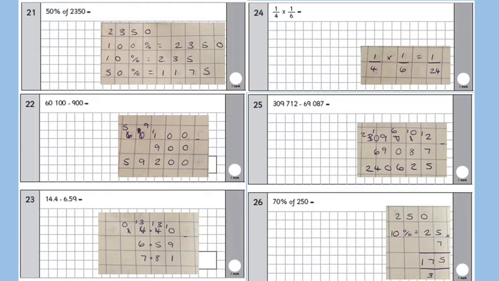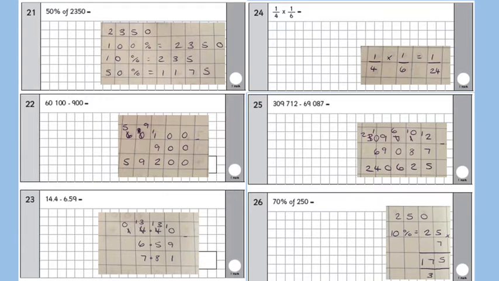Number 23, 14.4 subtract 6.59. Again, the most important thing in this question here is to make sure your decimal points are in line, because otherwise you would run the risk of trying to put your 6 underneath your 1, your 5 underneath your 4, and your 9 underneath your other 4, and that would not be correct because the decimal points would be in the wrong places. So the answer to that question should be 7.81.